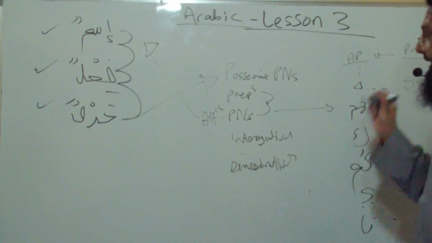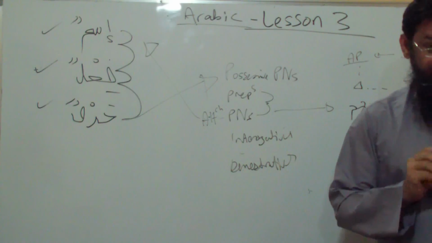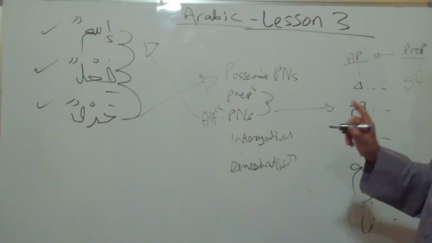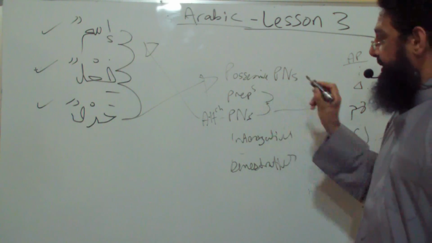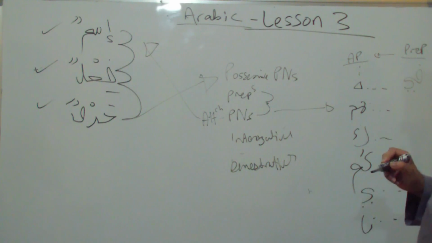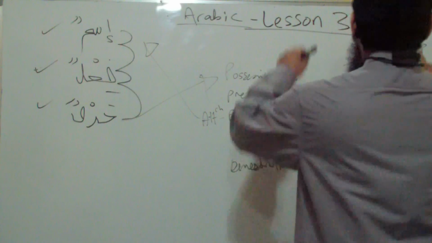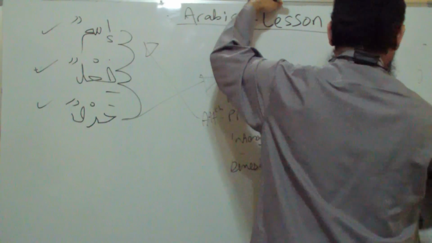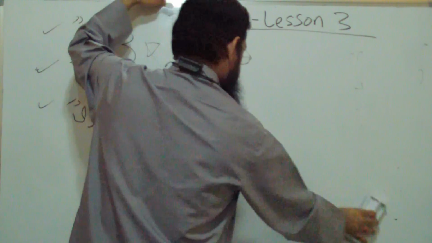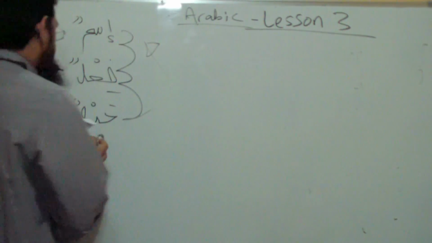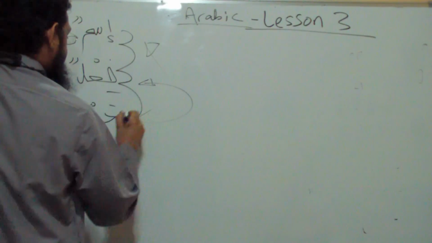You got it? So this is an example of an attached pronoun combining with a preposition. Right? So you've had two examples: combining ismun with an attached pronoun, and a preposition with an attached pronoun. Okay? So that's one combination. Now the next combination that I want us to have a look at is again going to be an example of a harf and a verb.